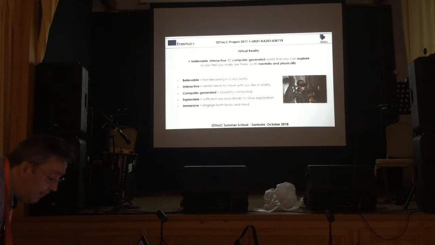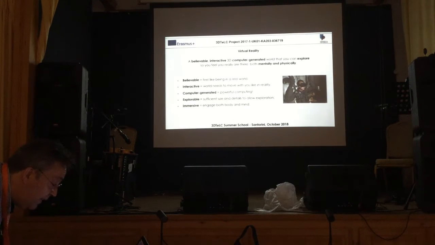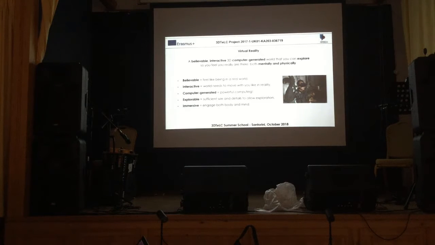Then it has to be computer generated. This is very important, of course, because you really need powerful computing to be able to do that. That's why the computer is there. And then it has to be explorable, and immersive. Explorable means sufficient size and detail to allow exploration of the world around you. So you can have, for example, a painting that is extremely realistic, but that's not virtual reality. So the world has to be in this way to qualify as a virtual reality world.